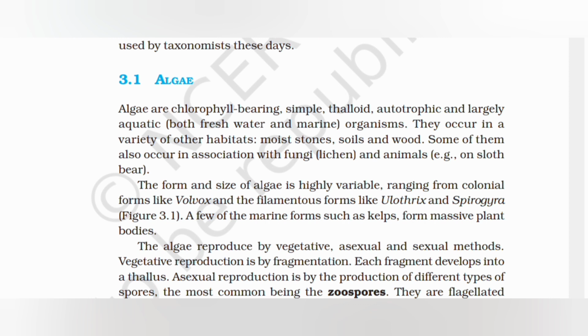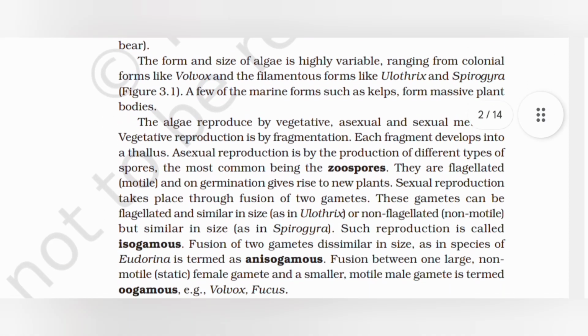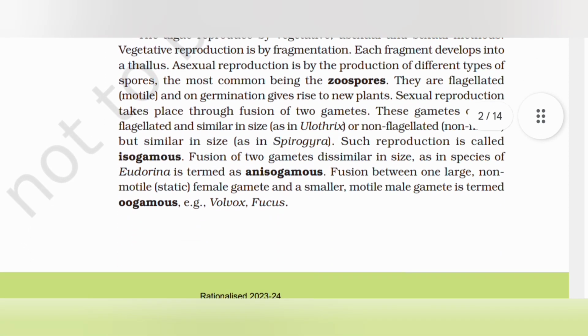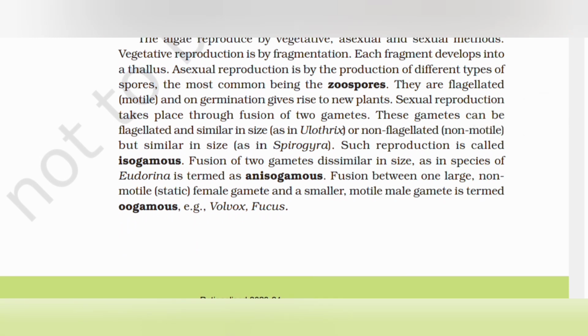The algae reproduce by vegetative, asexual and sexual methods. Vegetative reproduction is by fragmentation. Each fragment develops into a thallus. Asexual reproduction is by the production of different types of spores, the most common being the zoospore. They are flagellated (motile) and on germination give rise to new plants.